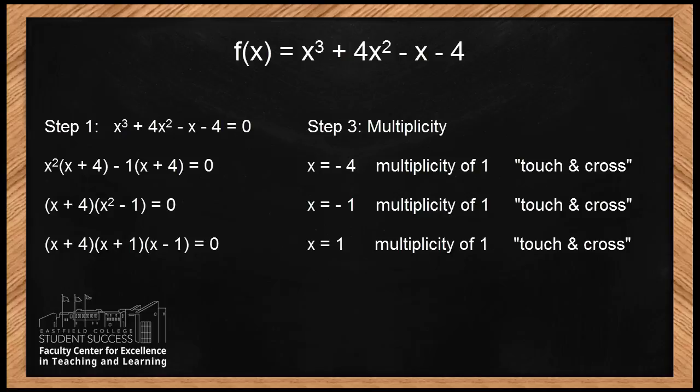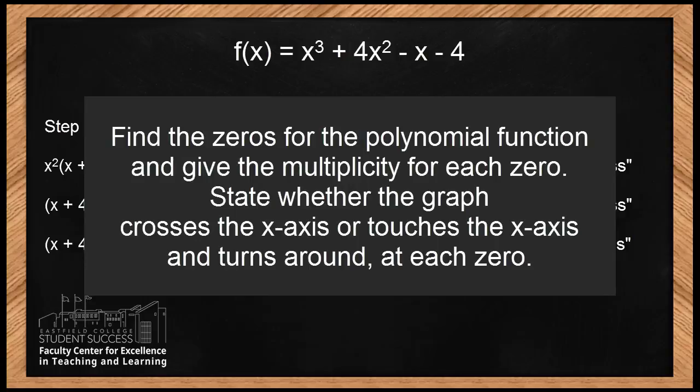Going back and making sure that we answered all of the questions: find the zeros for the polynomial function, we did that. Give the multiplicity for each zero, we've done that. Have we stated whether the graph crosses the x-axis or touches the x-axis and turns around at each of the zeros? Yes, we did. The problem is finished.